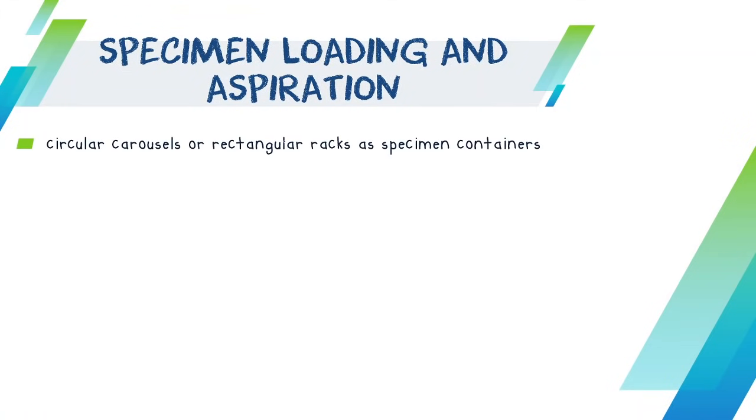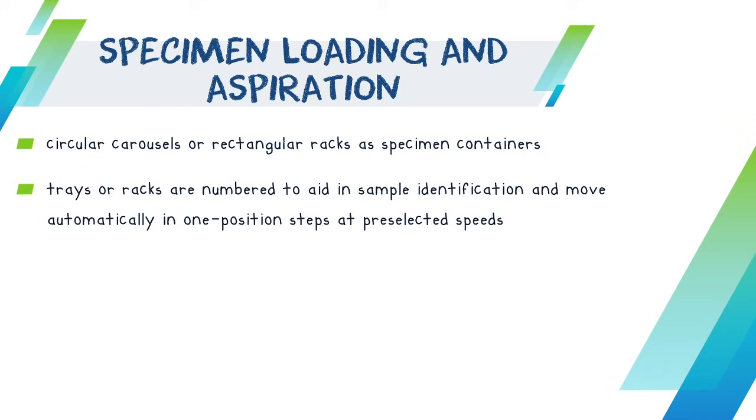Now, circular carousels or rectangular racks are used in a auto-analyzer as your specimen containers. So I have pictures for this one. Depende siya sa design sa inyong machine that they could either use a circular carousel or a rectangular rack. Trays or racks are numbered to aid in sample identification and move automatically in one position step at pre-selected speeds.